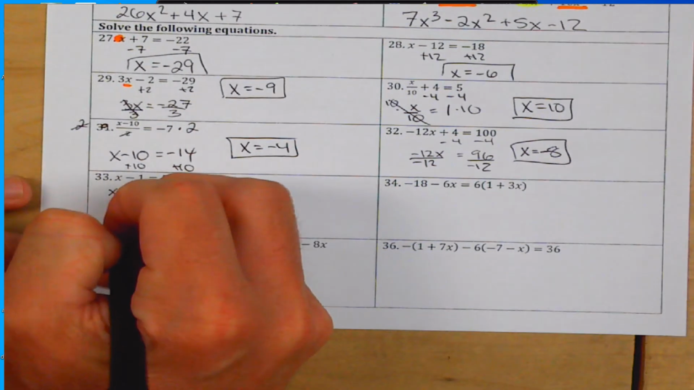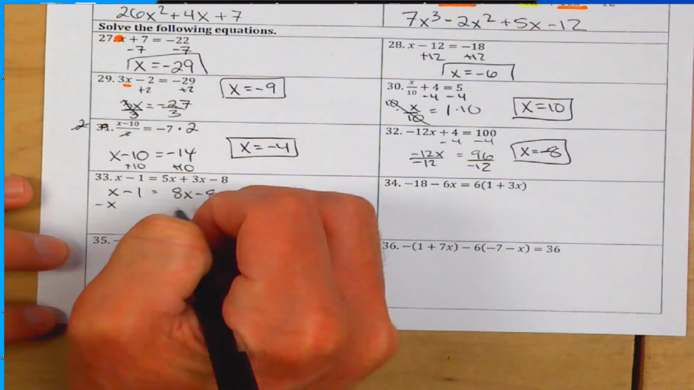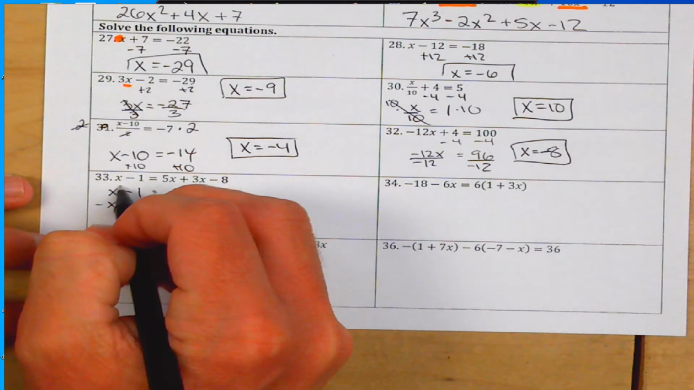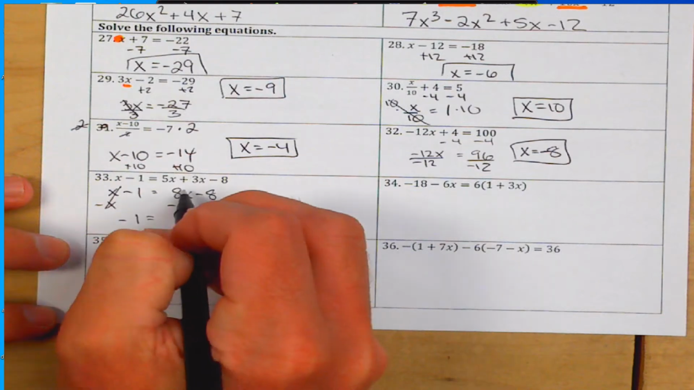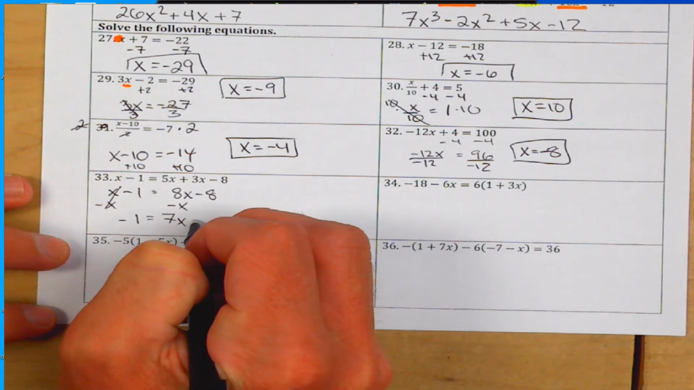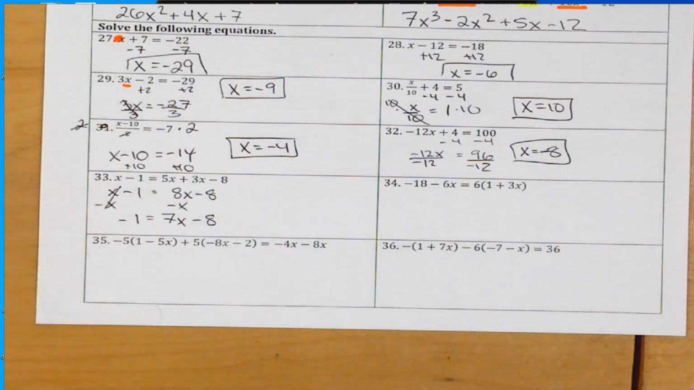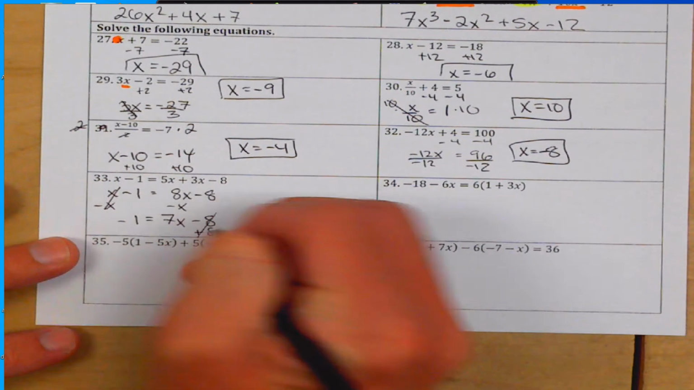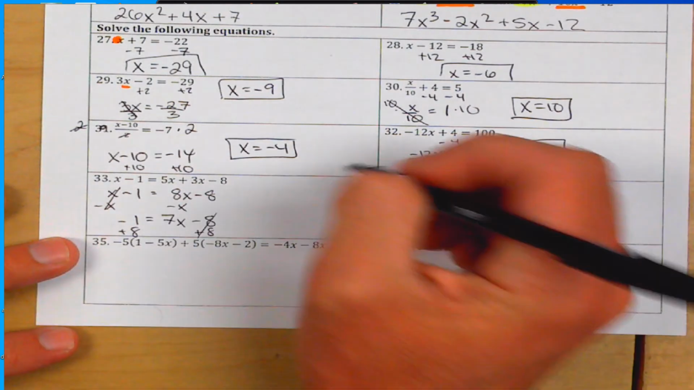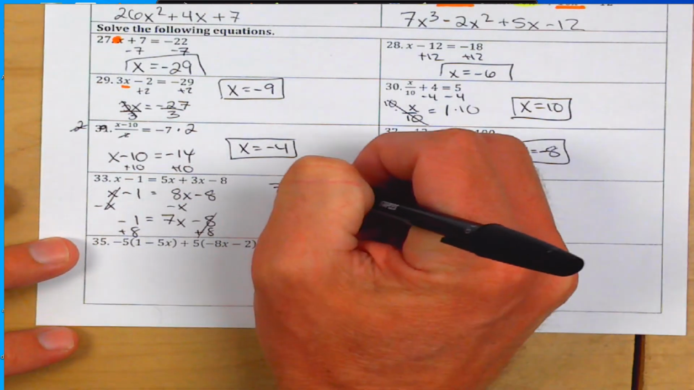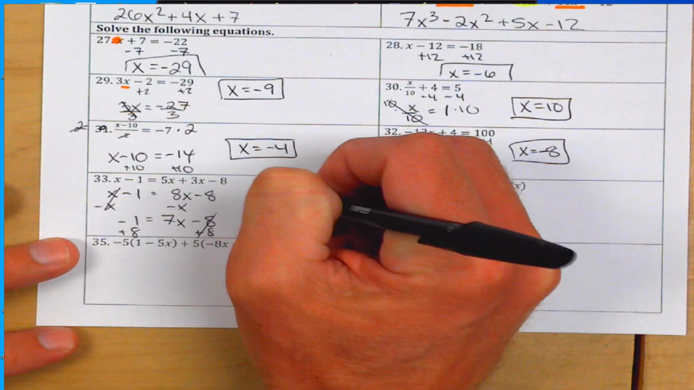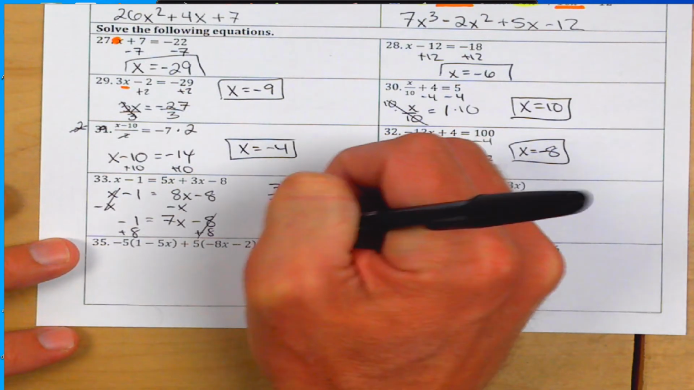So let's move the x. It's a positive x, so we're going to subtract it over. And whatever I do to one side, do the other. So I get negative 1 equals, this is going to become 7x minus 8. Then we treat it as a two-step problem where we're going to add the 8 over. And we get 7 equals 7x. And then we can divide by 7 nicely and get x equals 1.